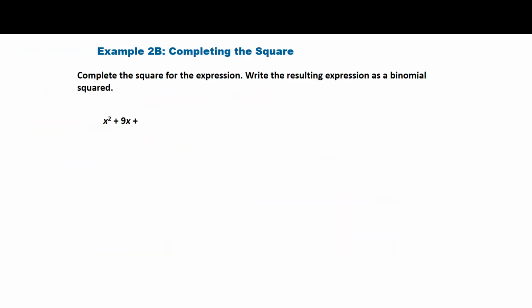Okay, let's try this next one. It says complete the square for the expression. Again, we're not trying to solve for anything. We're just practicing completing the square. So let's get started. First of all, we want to take our b term, and remember, we're going to say b over 2 squared. So our b is 9 over 2. We're going to square that, which equals 81 over 4. So we're going to add 81 over 4 to our expression.